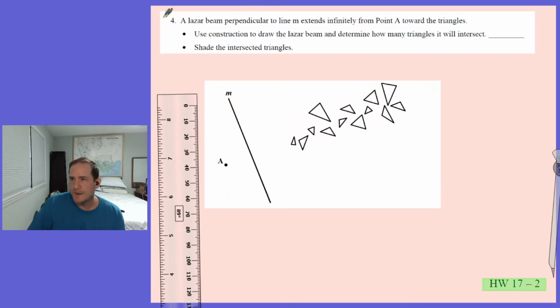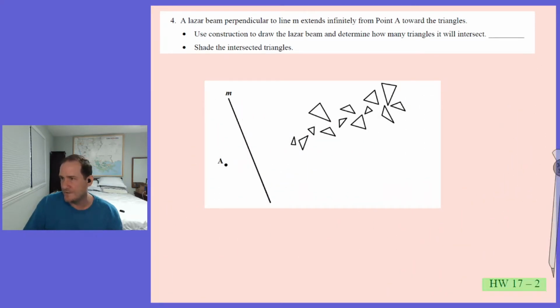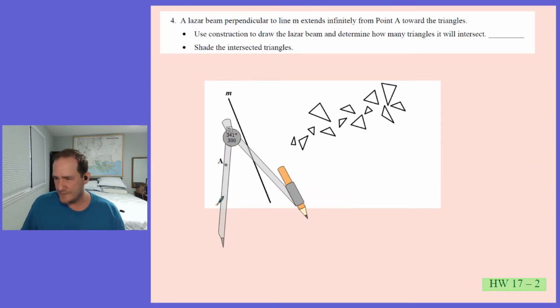Number 4 is talking about a laser beam, spelled weirdly for some reason, but it's perpendicular to line M and it extends infinitely from point A toward these triangles. So use constructions to draw the laser beam and determine how many triangles it will intersect. And then it says shade those triangles. So more importantly is, how do I even do the perpendicular?